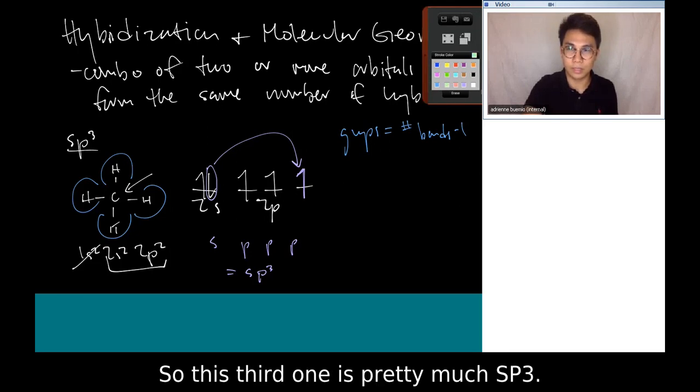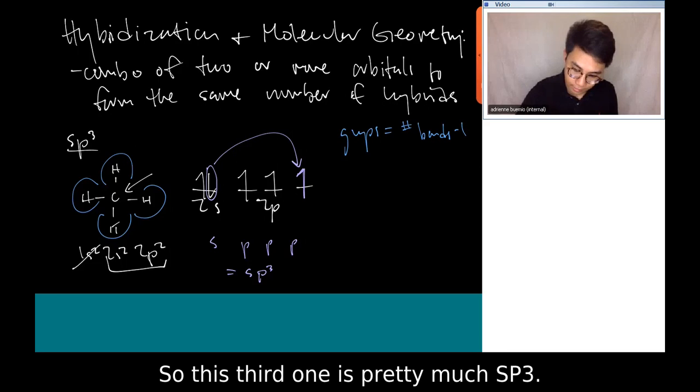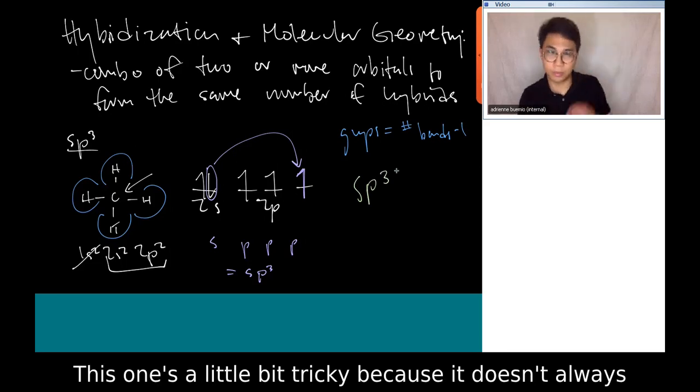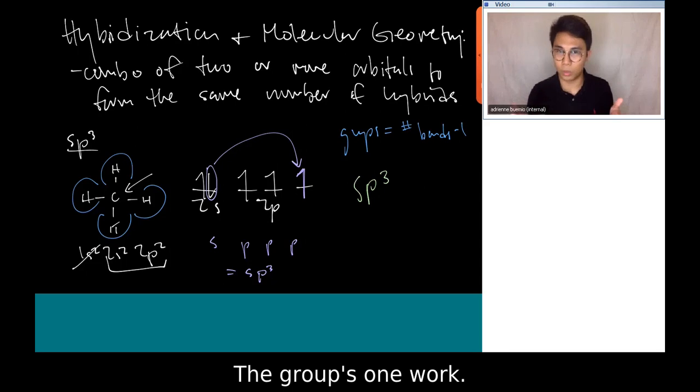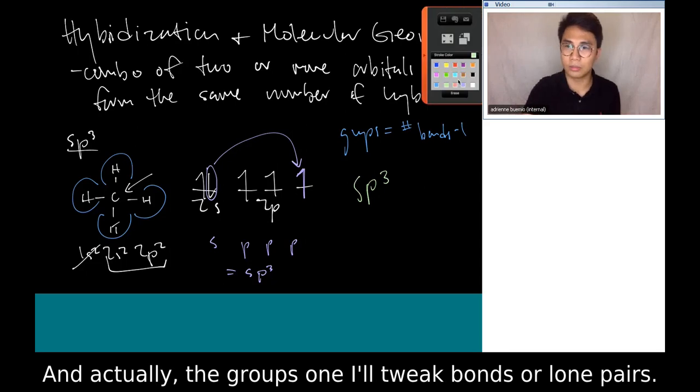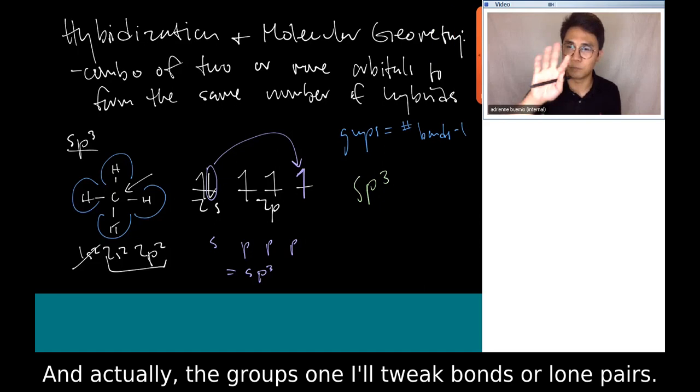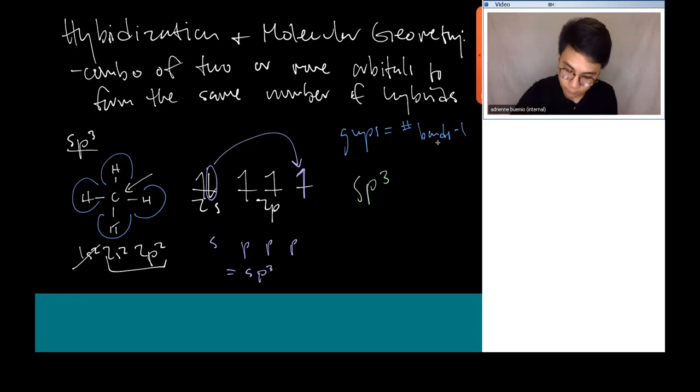So this third one is pretty much sp3. This one's a little bit tricky because it doesn't always work all the time. The groups one works, and actually, the groups one I'll tweak: bonds or lone pairs.